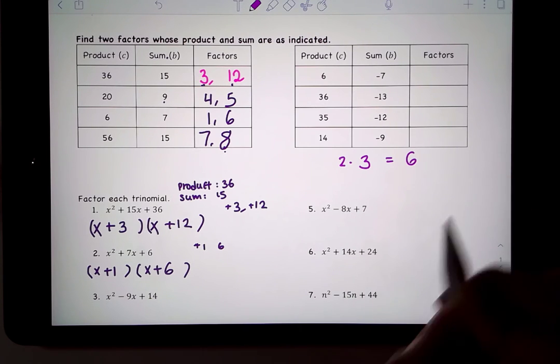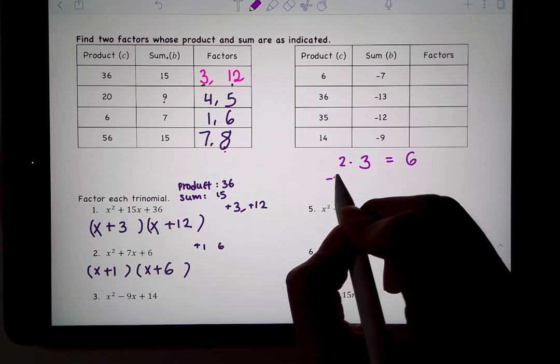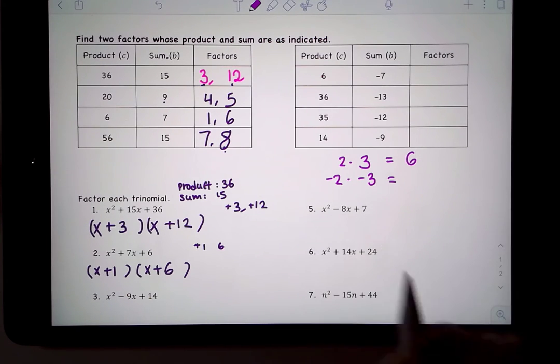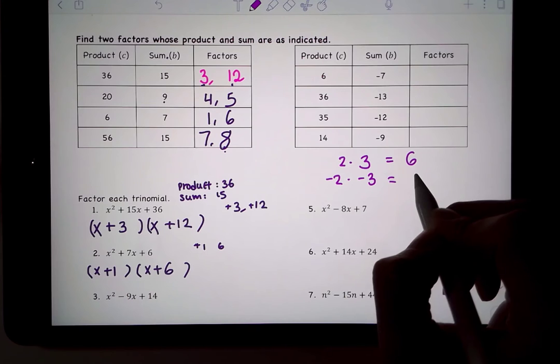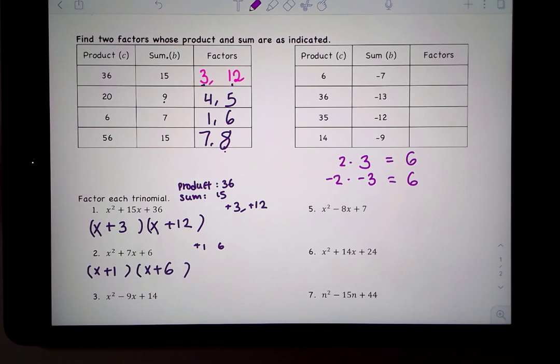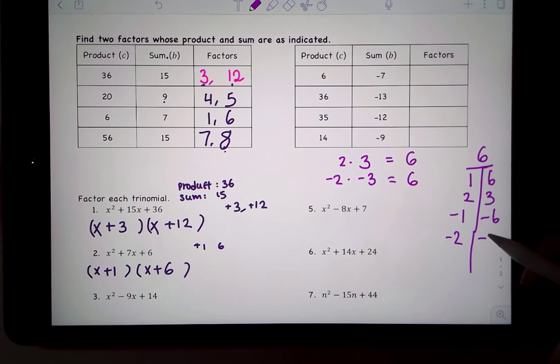Then you know that's 6, right? What about -2 and -3? You also get +6, right? So when you break down your product, if that's a positive number like +6, then we already know our factor table looks like that, 1, 6, and 2, 3. But also you need to think about the negative numbers, because -1, -6 makes +6, and -2, -3. All right, so you just need to think about the negatives.